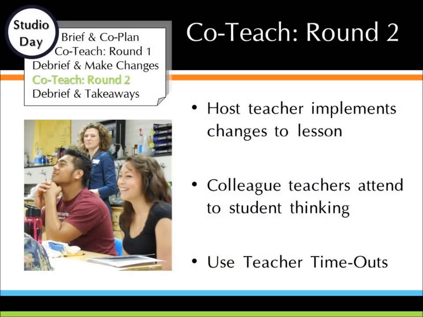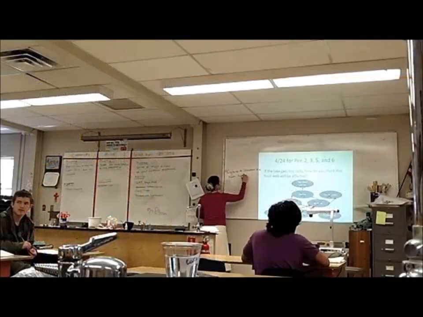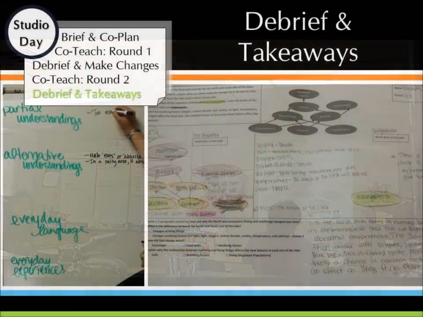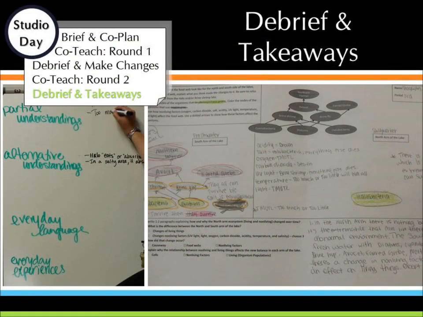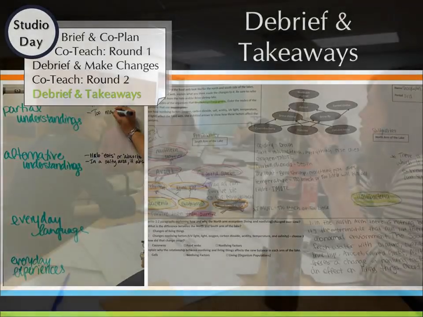The host teacher leads the second co-teach, implementing the changes that came out of the prior debrief conversation. Her colleagues continue to attend to student thinking. After co-teaching twice, participants discussed trends and student ideas by analyzing work produced by the students, keeping in mind their year-long goal of helping students develop explanatory models and create evidence-based scientific explanations. Finally, teachers voiced takeaways about something they will try in their own teaching based on the teacher learning that took place today.